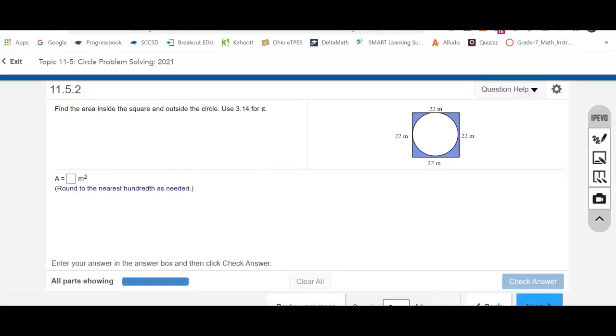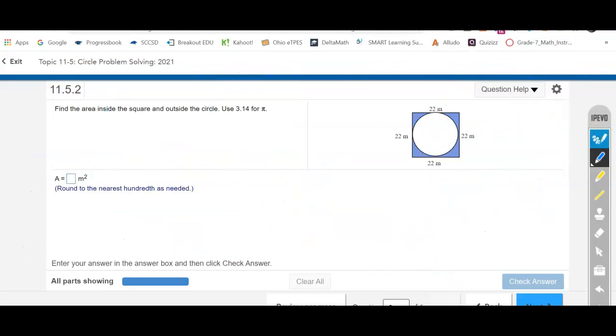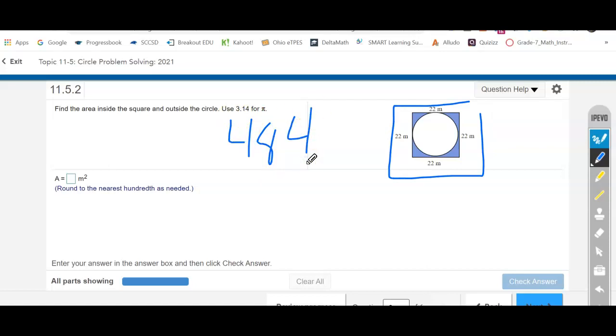Let's look at this one. It says find the area of the inside of the square but outside the circle. So that's the shaded portion. So the first thing is I want to calculate the square. So that is 22 by 22. Length times width, 22 times 22 is 484. That is the area of the square.